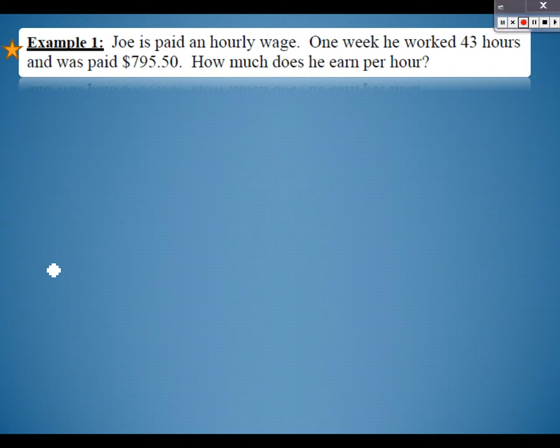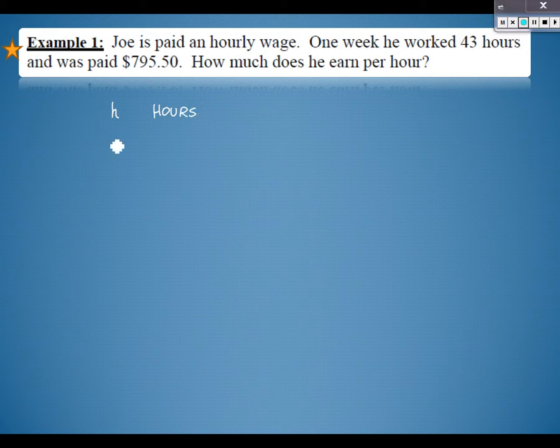If we wanted to frame this in terms of the stuff we've been doing, you could assign a variable to some of these things. The number of hours he works, let's let that be, what's your favorite letter? H for hours, or you could use T for time. So that's the number of hours he works.